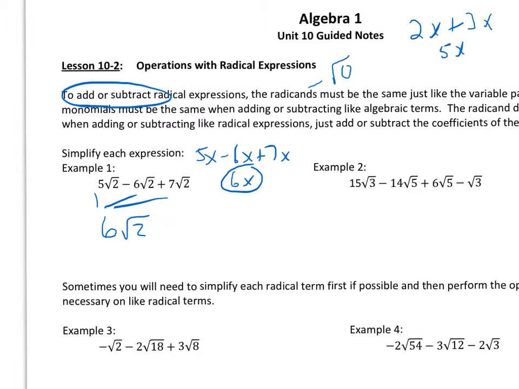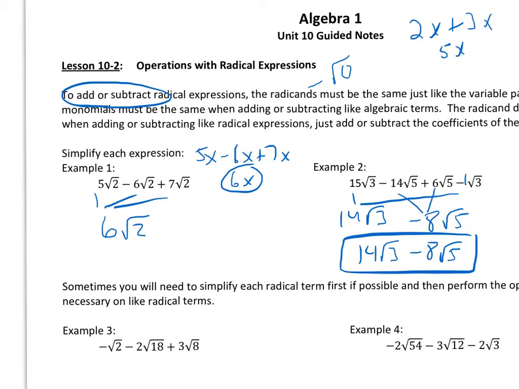In the next example here, we have root 3, 15 root 3, and a negative 1 root 3. Those together give you 14 root 3's. And then we have root 5's in the middle, and you have negative 14 root 5 and 6 root 5, which gives us a negative 8 root 5. So our answer is 14 root 3 minus 8 root 5. Again, I cannot combine them because they are considered to have different roots, therefore they are not like terms.